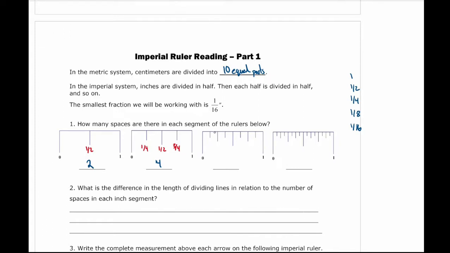Looking at the next one, we have 1, 2, 3, 4, 5, 6, 7, 8. So we have 8 different segments. Again, half, and then half of a half we found out was a quarter. So then half of a quarter is an eighth. So 1/8, 1/4, or 2/8. Then we have 3/8, half or 4/8, then 5/8, 6/8 or 3/4, and then 7/8, and then 1.